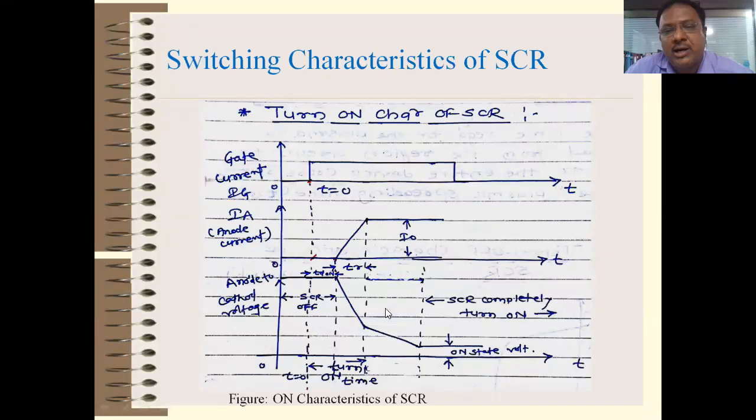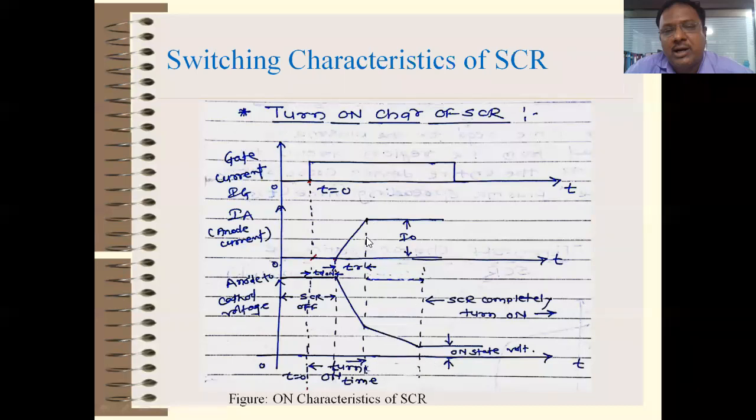So this is the turn-on characteristics. So total T on equals TD on plus TR. Normally only these two are considered because anode voltage is almost equal to 1 volt after TR, but still some time is required to decrease the voltage to the on-state voltage. So that time is called the plasma spreading time.